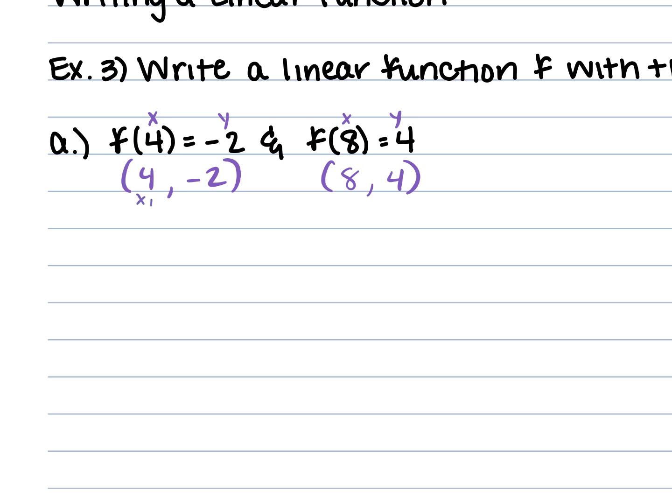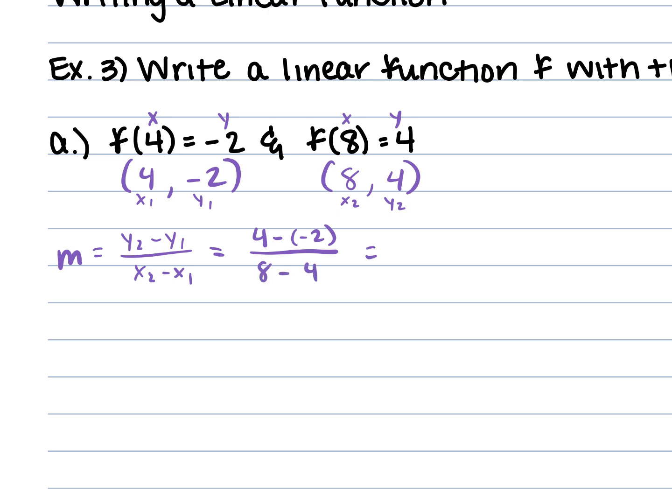So I'm going to label x1, y1, x2, y2. What's the first thing I need to find? Not the function. The slope. So my slope is y2 minus y1 over x2 minus x1. Got to plug in everything I have. So 4 minus -2 and then 8 minus 4.